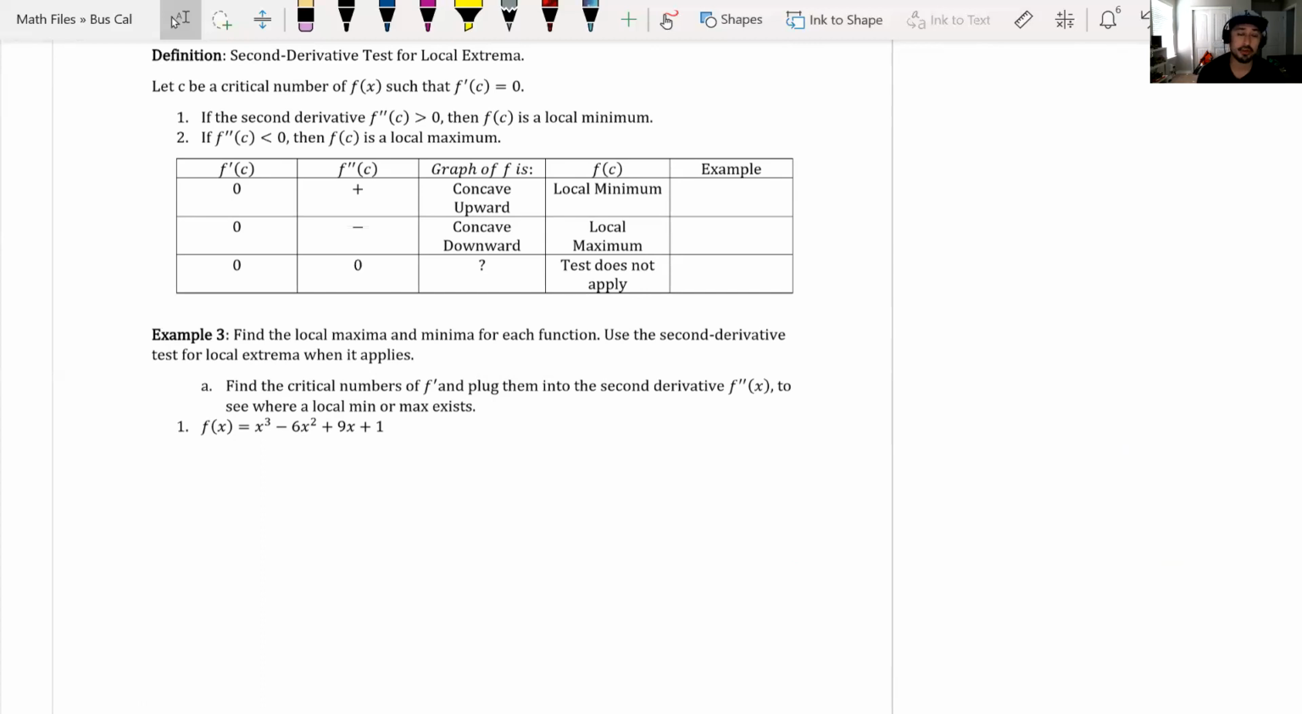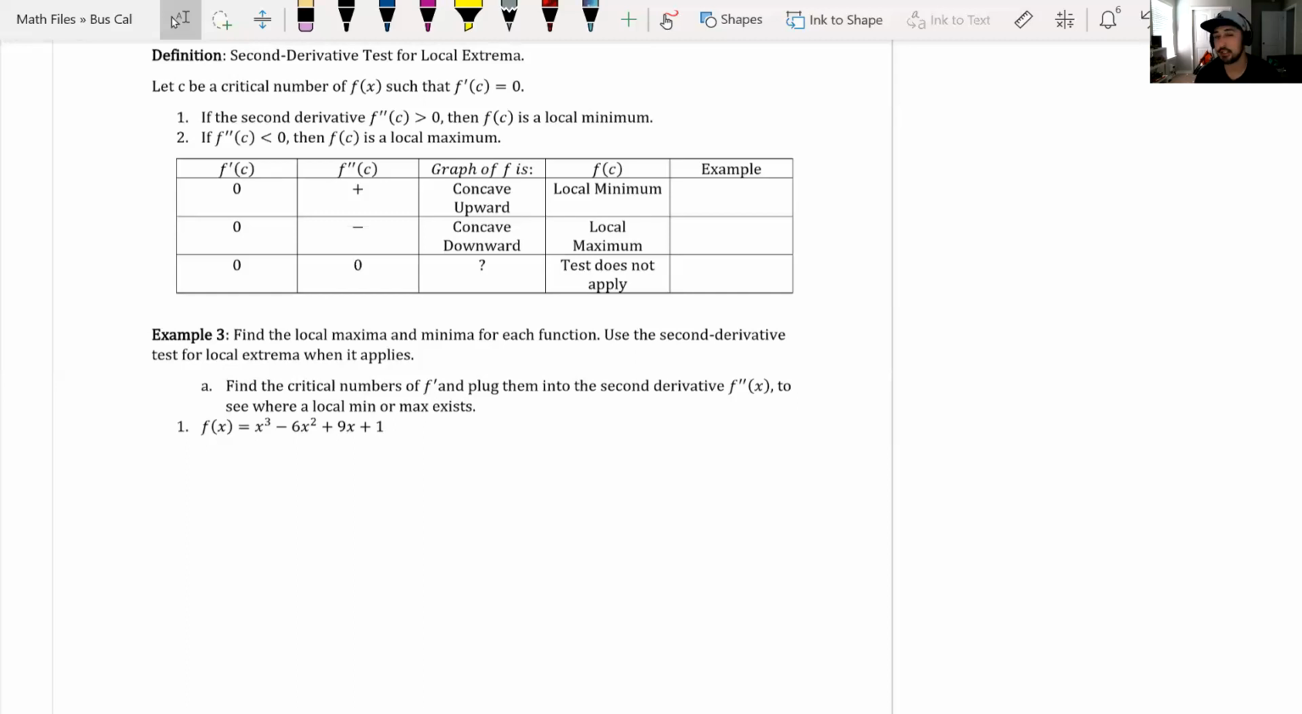Now, the second derivative test is to make our life easier, so we don't have to make a sign chart for the first derivative. You can choose to use it or not. And one of the reasons you might choose not to use it is that if the second derivative test fails, you still got to make a sign chart.